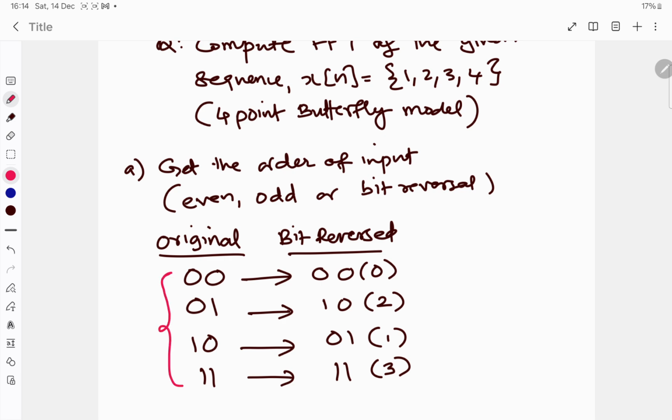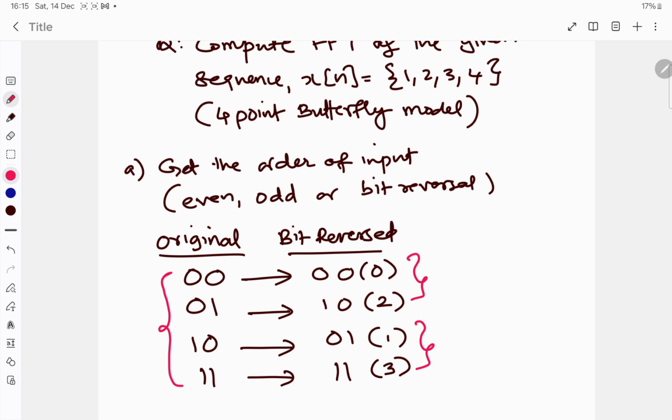For the 2-bit input, or the n is equal to 4, the data with n is equal to 4, we have totally 2 bits, and these 2 bits we are going to organize. It is 0, 0, 0, 1, 1, 0, 1, 1. We need to do the bit reversal, and after the bit reversal, 0, 0 will be same as 0, 0, 0, 1 becomes 1, 0, 1, 0 becomes 1, and 1, 1 becomes 3.